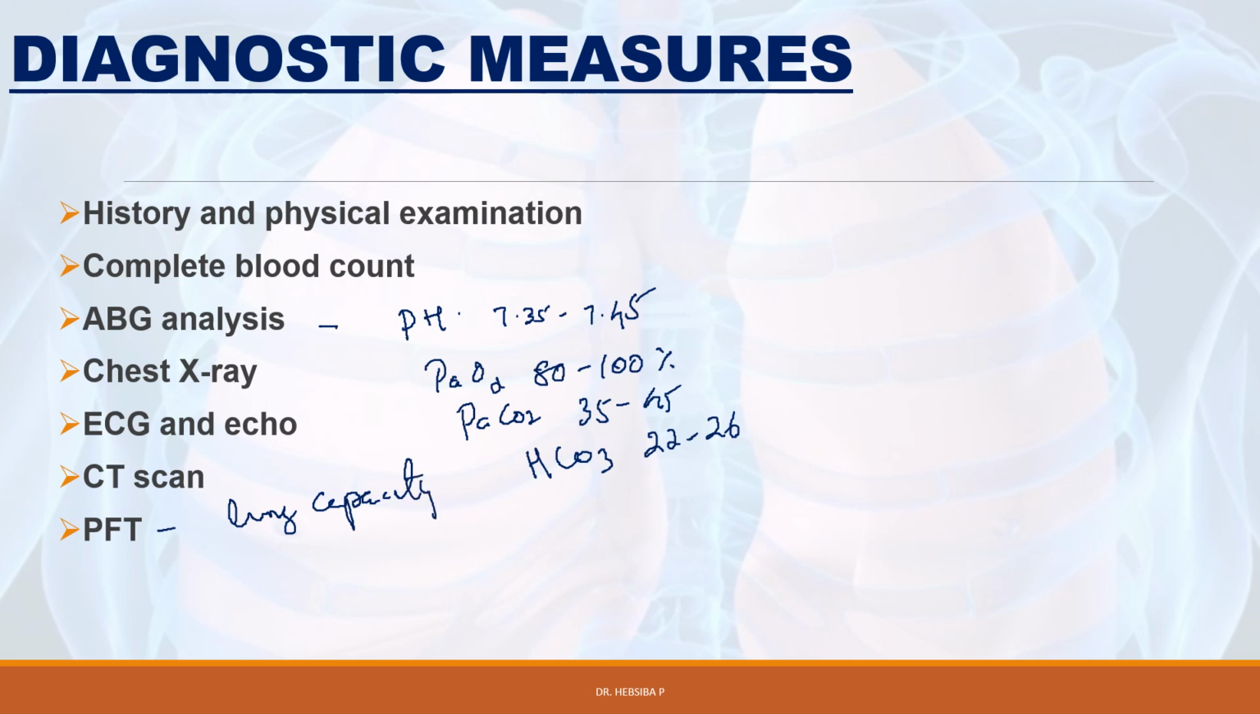Lung capacity, that is tidal volume, expiratory volume, and inspiratory volume. All these we can identify in the pulmonary function test. And bronchoscopy. Bronchoscopy is the visualization of bronchi. It is a diagnostic procedure as well as a therapeutic procedure. As a diagnostic procedure, we use a fiber optic tube which is inserted to visualize the bronchi, recognize the quantity of secretions, and identify the reason for the dyspnea.